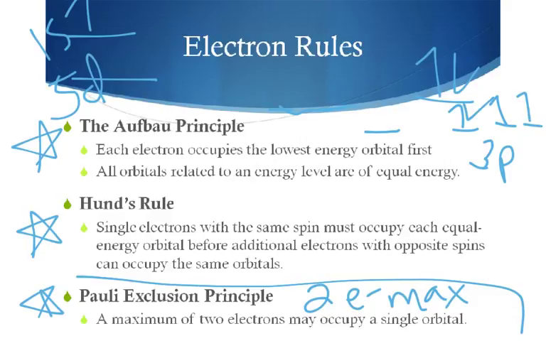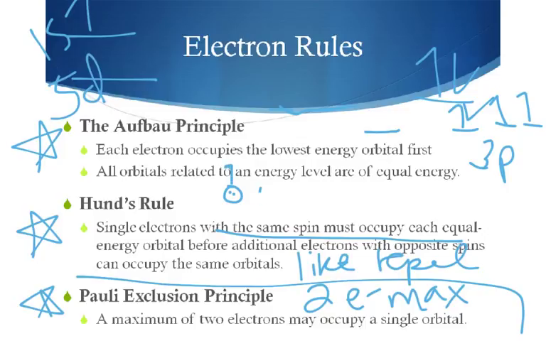Lastly, Hund's rule says that if you've got 2 electrons in the same subshell or in the same orbital, they've got to be spinning away from each other because like charges repel. So remember when we did the Hog Hotel, you had to put 1 hog facing up and one hog facing down. The electrons, one must spin up and one must spin down.